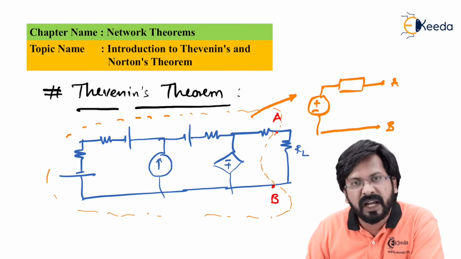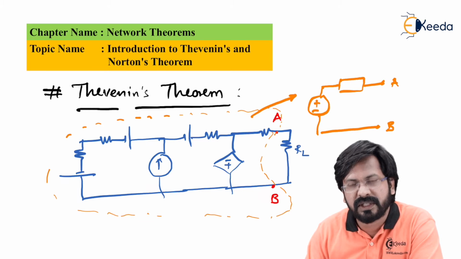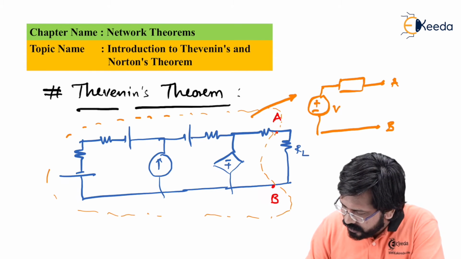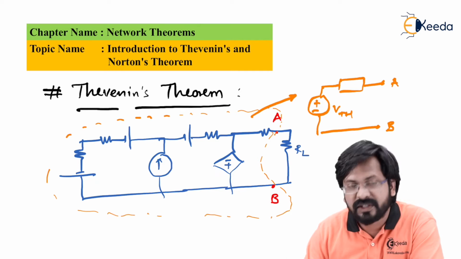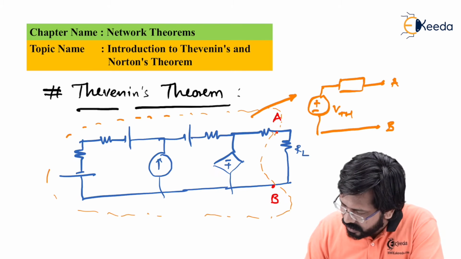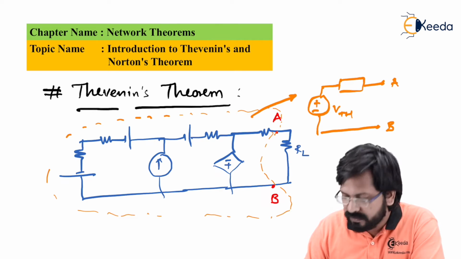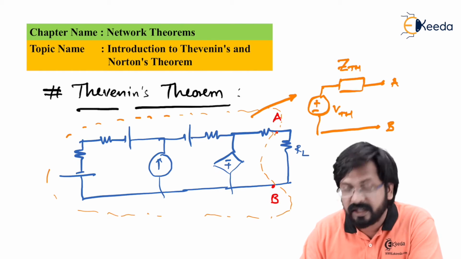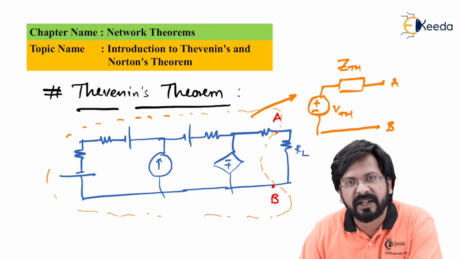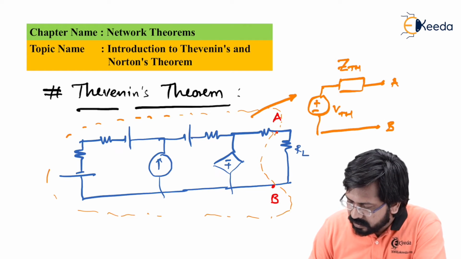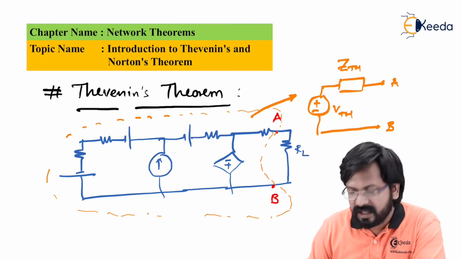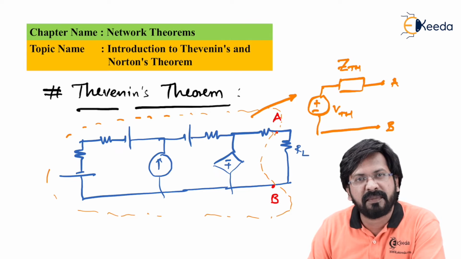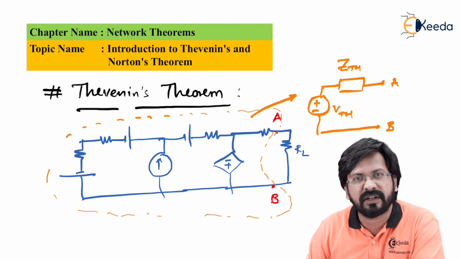The voltage source that we have obtained after a few procedures is called VTH. Now what does VTH stand for? Thevenin's voltage. And the impedance which is connected with this VTH is called ZTH. And what does ZTH stand for? Thevenin's impedance. And the whole circuit, that is VTH and ZTH, along with these 2 points A and B, is called Thevenin's equivalent circuit.